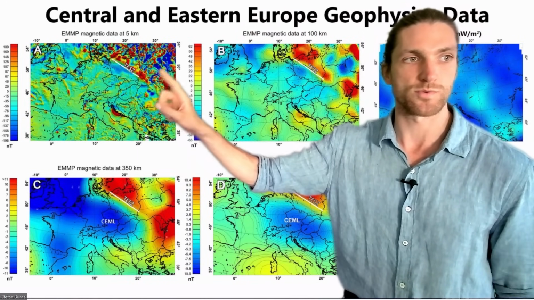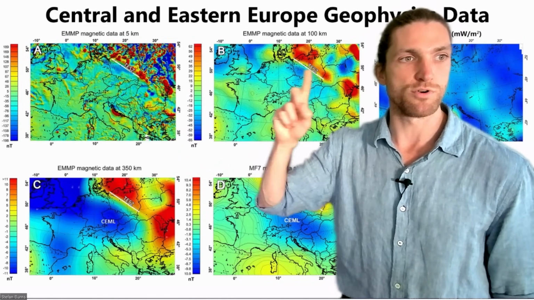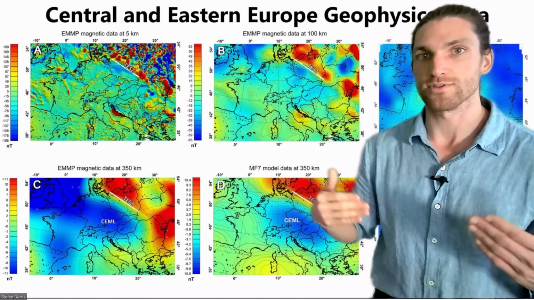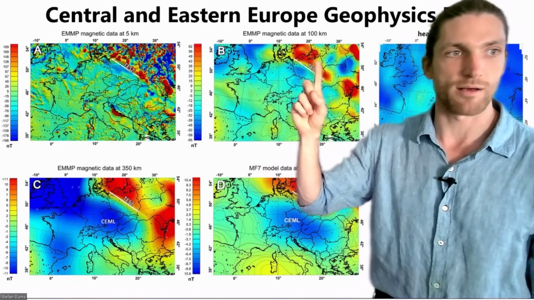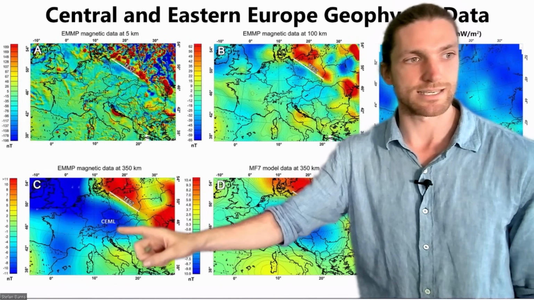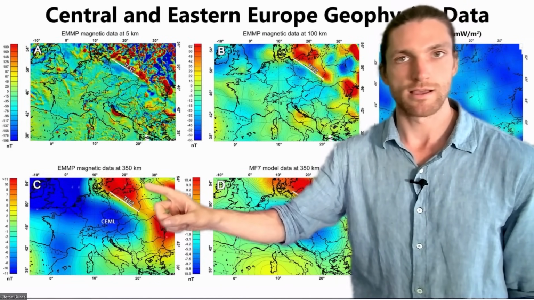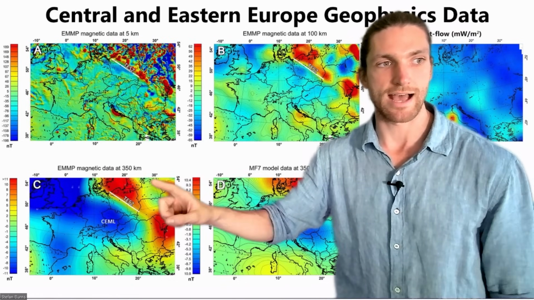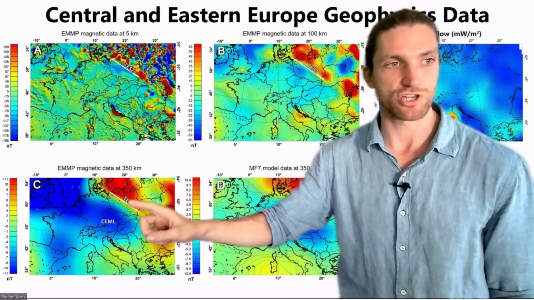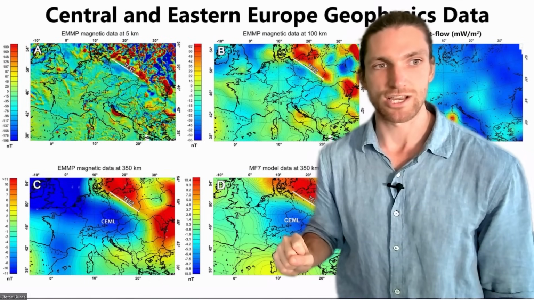At 5 kilometers, we see some of the short wavelength magnetic anomalies, but then as you move up, those get smoothed out, and you see the long wavelength magnetic anomalies appear. And at 350 kilometers, you really see this dipole form. So very nice dipole between the large block that has that strong remnant magnetization and then the block that has the lower remnant magnetization.